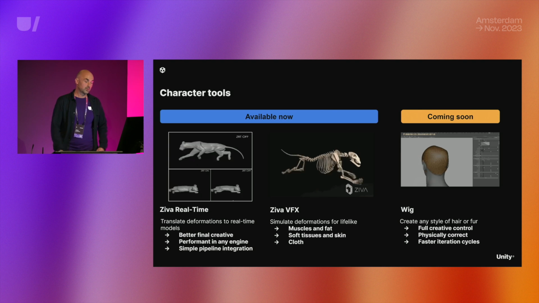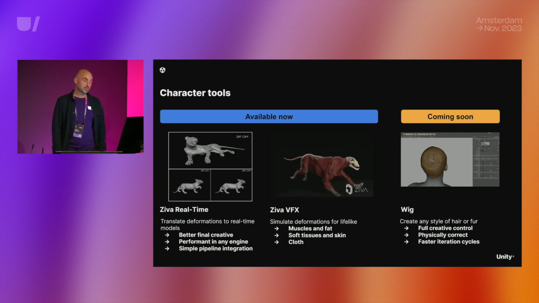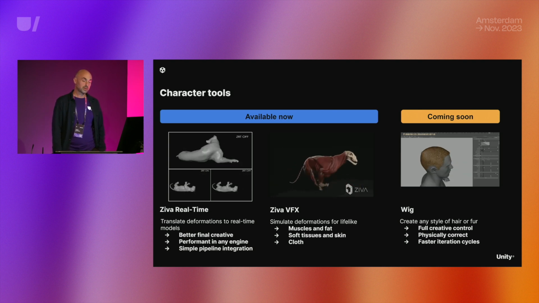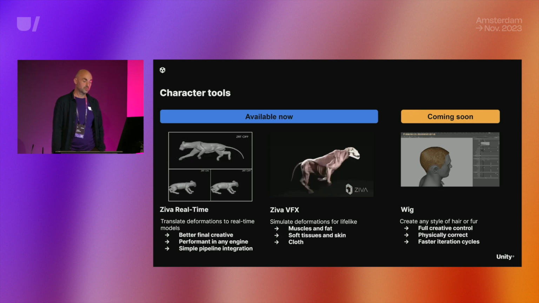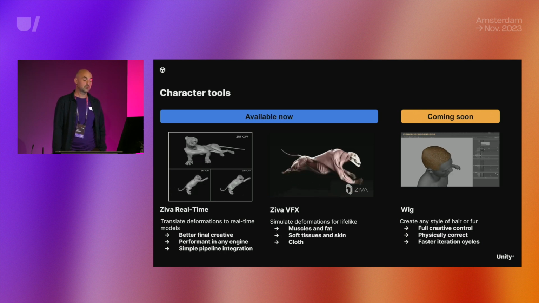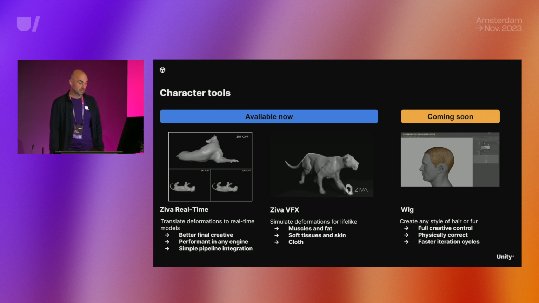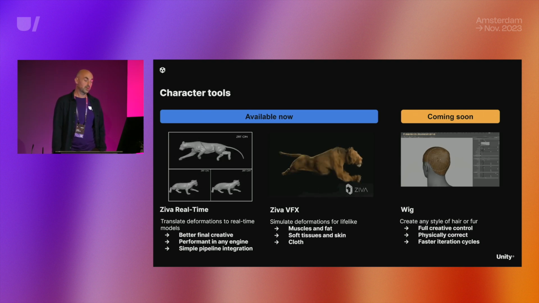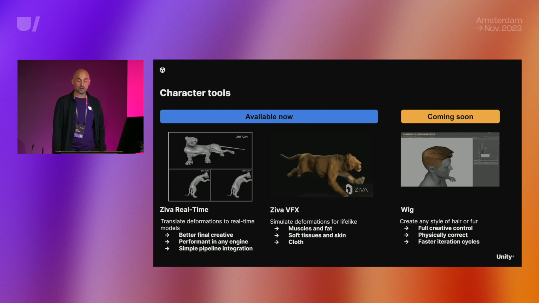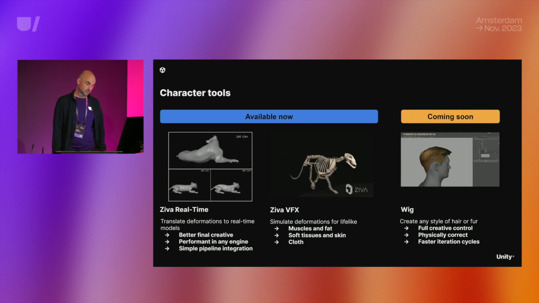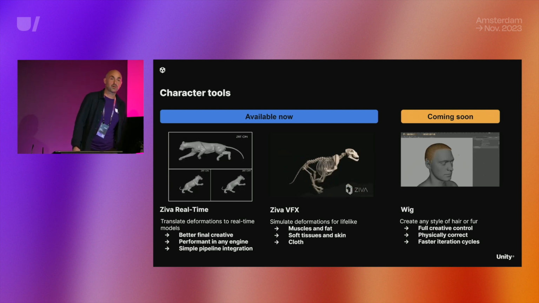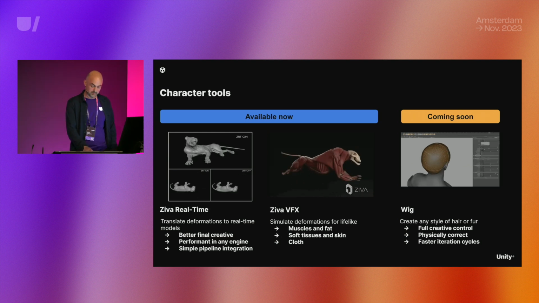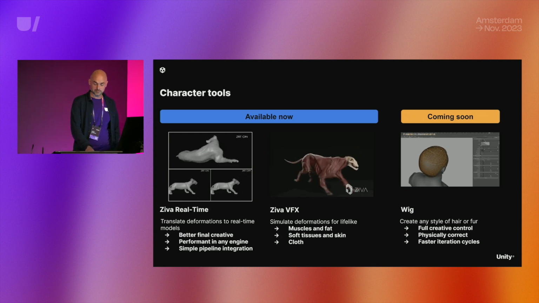Our newest tool is Wig. It's coming soon. It's an award-winning tool that gives modelers full creative control for hair and fur to create stunning visual and authentic grooms. It's production-proven and used in many projects by Wētā FX. So there's more on Ziva VFX and Wig later, but for now, let's jump into Ziva Real-Time.